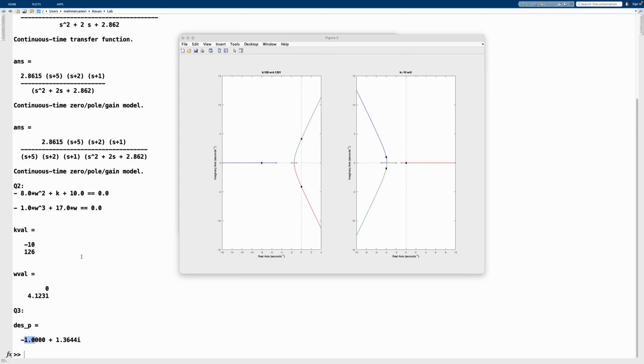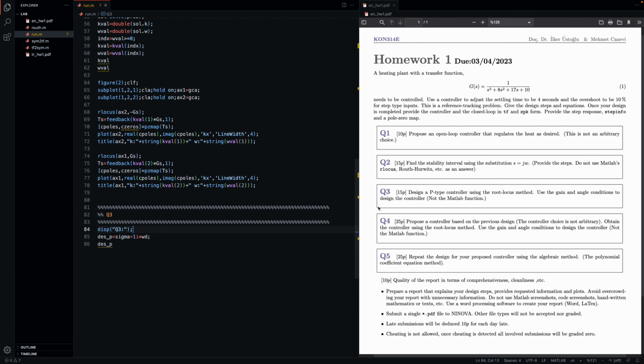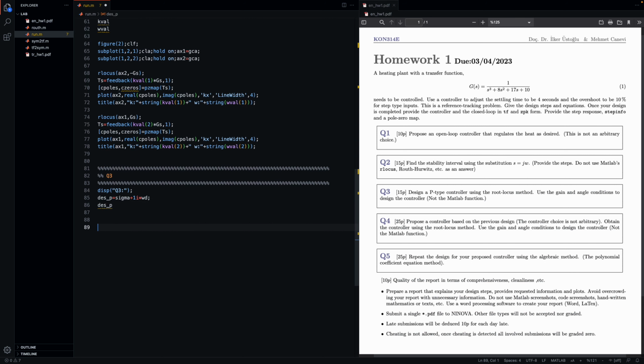Now, we need to calculate, based on the root locus method, or in more detail based on the angle condition and gain condition, the p-type controller, or design the p-type controller. Now, I talked about this in the announcement video, as far as I remember, and I said that you could use MATLAB or a little script that helps you out in doing this, rather than just coming up with the vectors and doing it by yourself. And let's exactly do that.